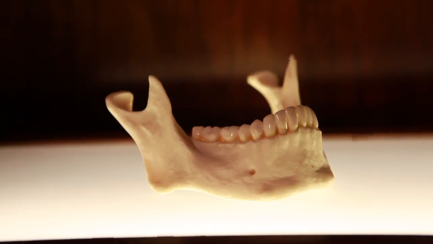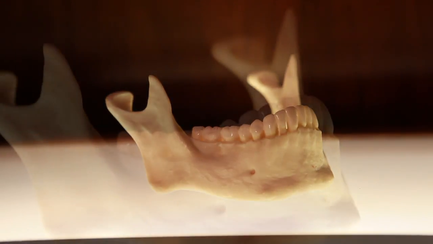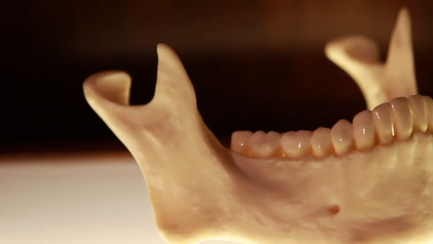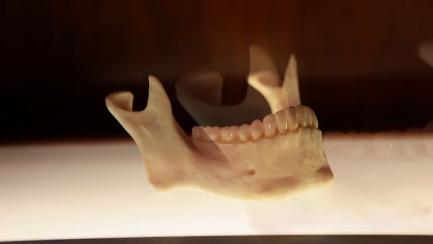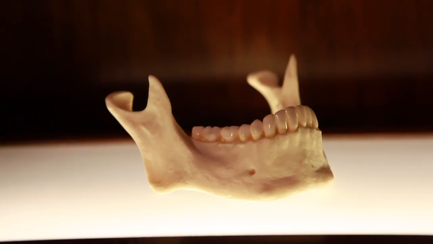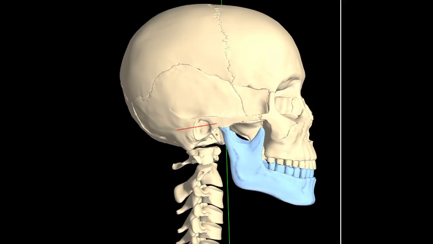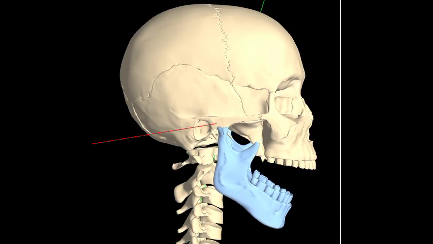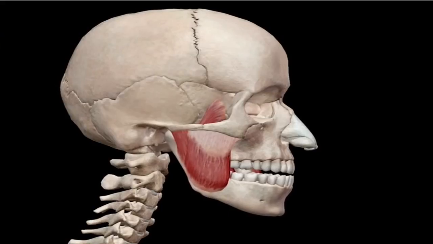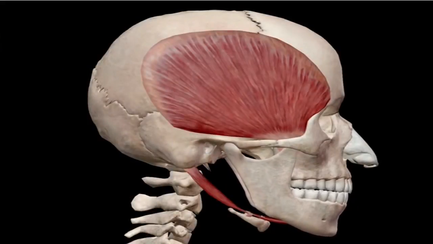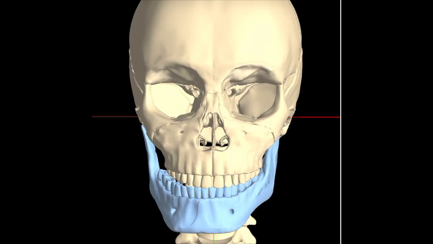The mandible is the largest and strongest bone in the face. The word mandible comes from the Latin word mandibular, which means jawbone. The mandible is often referred to as the lower jaw and is the only bone in the face that can be moved voluntarily. The mandible can be elevated, depressed, protracted, retracted, and be moved from side to side.